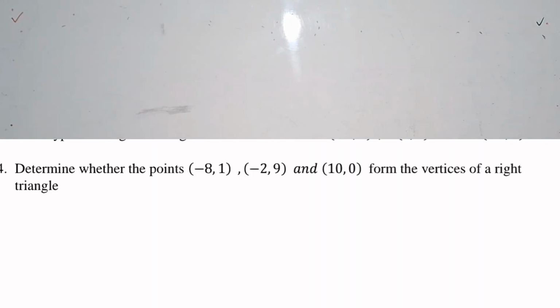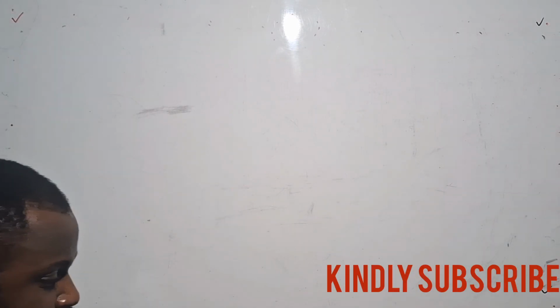Our very last question says determine whether the points negative 8, 1, negative 2, 9, and 10, 0 form the vertices of a right triangle. And we know a right triangle is a triangle with one angle being equal to 90 degrees. So we should determine if the vertices form a right angle. How do we determine that? After using the distance formula, you apply the Pythagoras theorem to see.